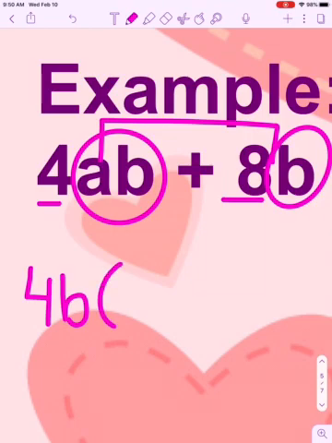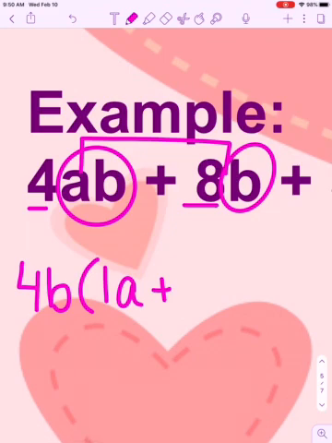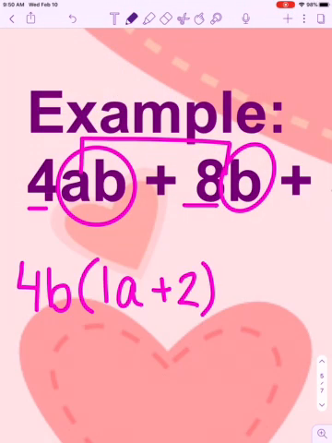I put a parenthesis and I factor it out. So 4 divided by 4 is 1. I had an A, but I wasn't able to take any out, so there's still an A in here. I had a B, and I took a B out, so there are no more B's with that first term. Drop the addition sign down, and then go ahead and do the next one. 8 divided by 4 is 2. I had a B, but I took it out, so I'm done, and that's that grouping.